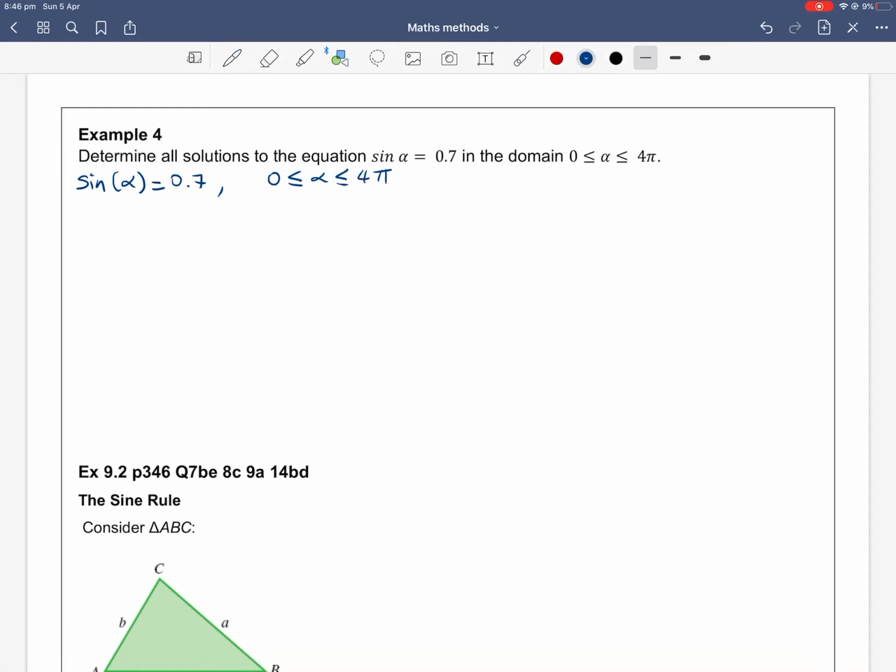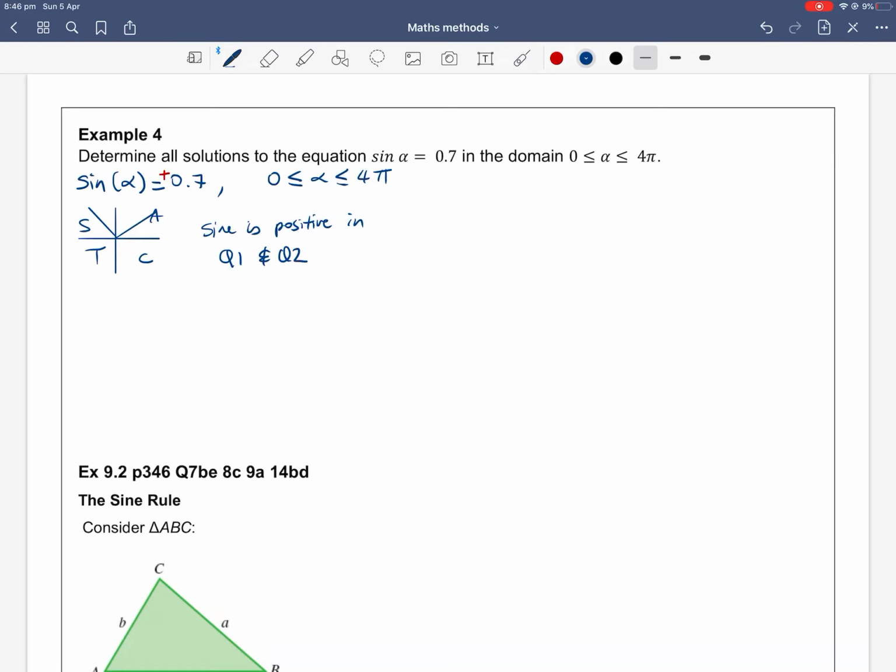So remember to start off, draw your little CAST diagram. CAST. Now we see here that sine of alpha is a positive value, so identify in your diagram where sine could be positive. Sine's positive in the A quadrant, or sine is positive in the S quadrant. So sine is positive in quadrant 1 and quadrant 2.